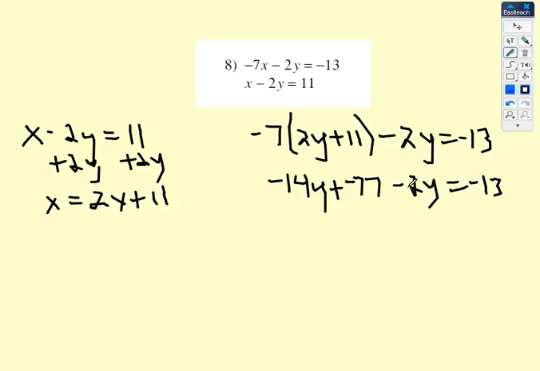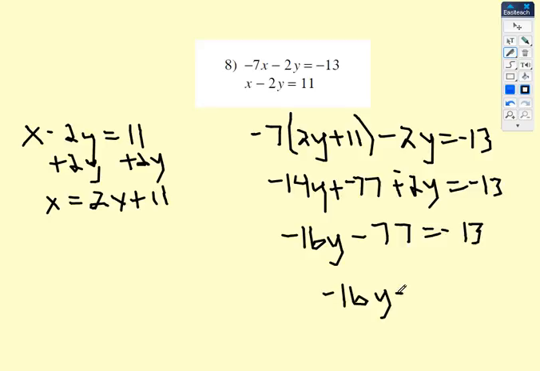So negative 14y plus negative 2y equals negative 16y. So negative 16y minus 77, or plus negative 77, same thing, equals negative 13. Add 77 to both sides, and negative 16y equals positive 64. I added 77 to the negative 13 and got positive 64. And so y equals negative 4, dividing both sides by negative 16.